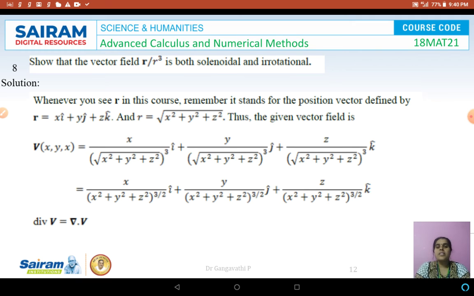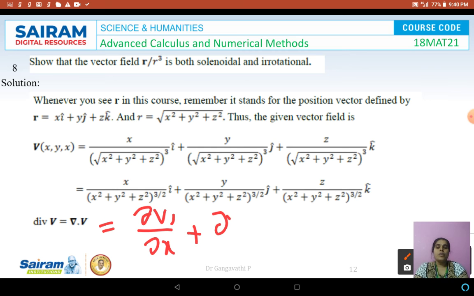So let us find this. To say the given vector is a solenoidal vector, we have to show the divergence of this vector is 0. So consider the divergence of f. What is the divergence of f? If v1, v2, v3 are the i, j, k components, then it is ∂v1/∂x plus ∂v2/∂y plus ∂v3/∂z.